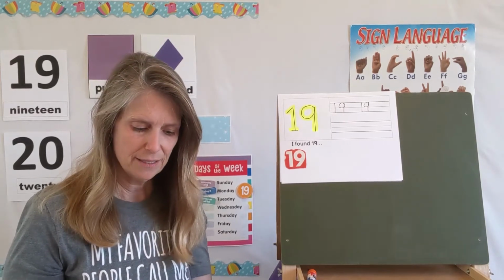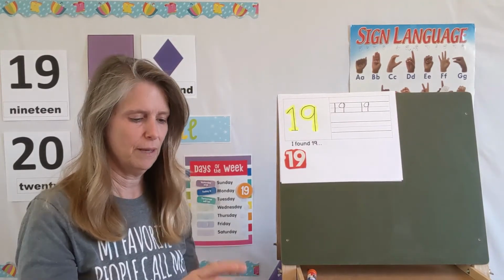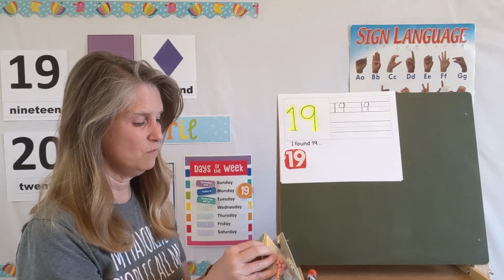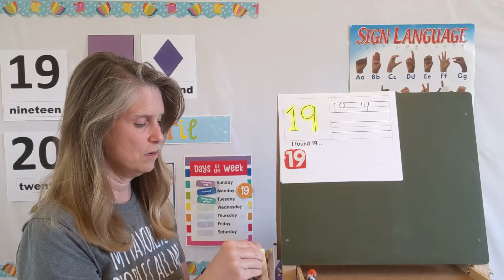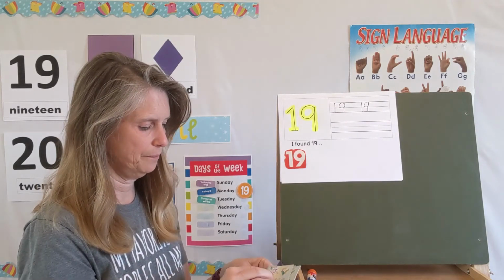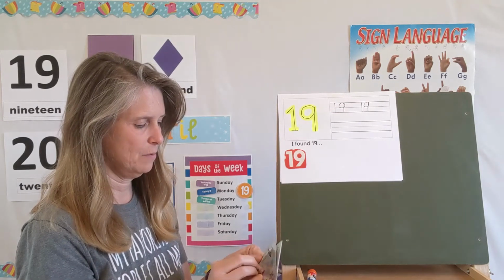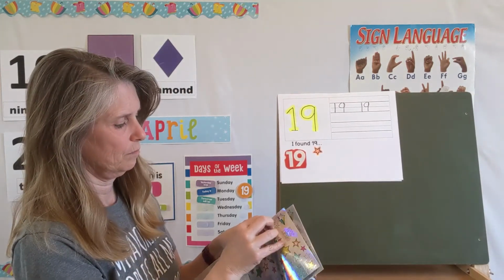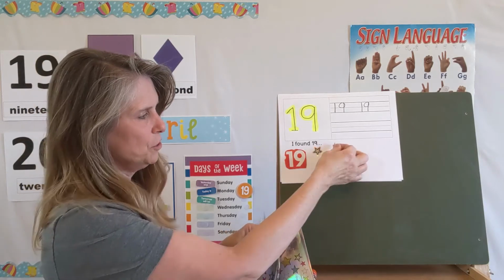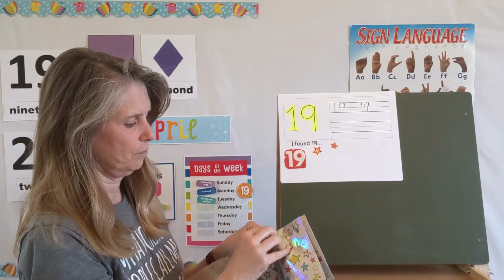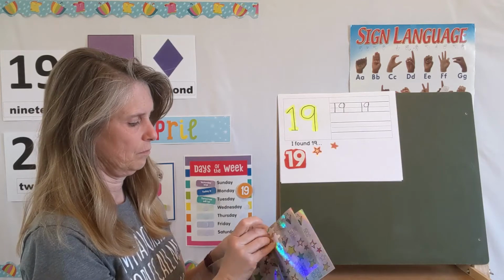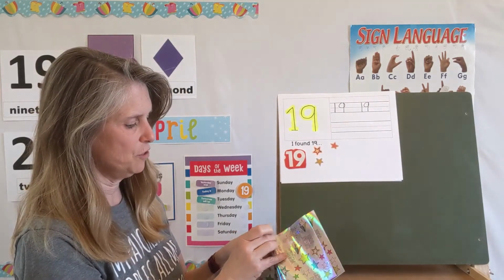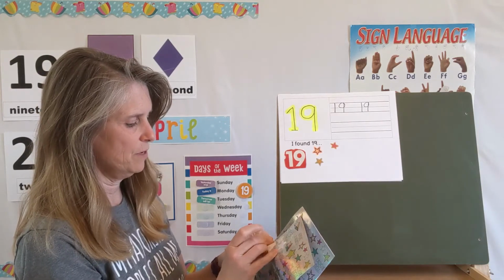You ready? Let's see if I can get these to cooperate with me and come off nicely. When we start counting, we always start with the number. My stickers don't want to come off. There we go. 1. 2. 3. I wonder if I'll have enough room for 19. What do you guys think? What's your prediction?